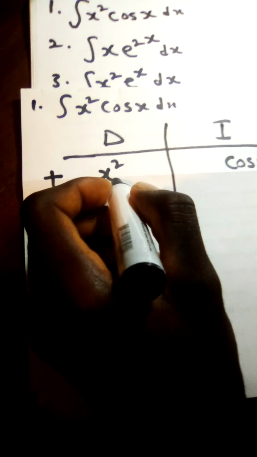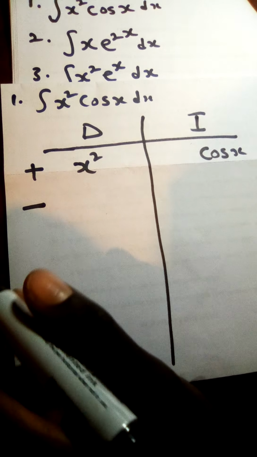Then another logic is to alternate the signs, just alternating signs like that till it gets to 0. When you differentiate and it gets to 0, then you stop. So why we are taking x squared is that when we differentiate x squared, we can easily get a 0 at the end. Then that will be the end of the process. Now, if you differentiate x squared, you get 2x. If you integrate cos x, you get a sin x.